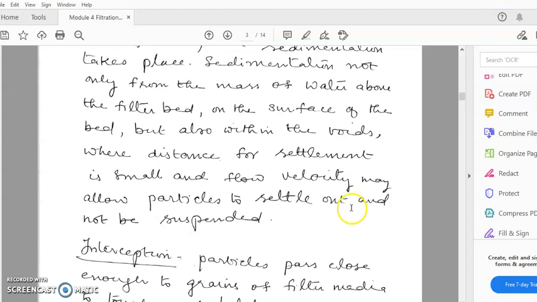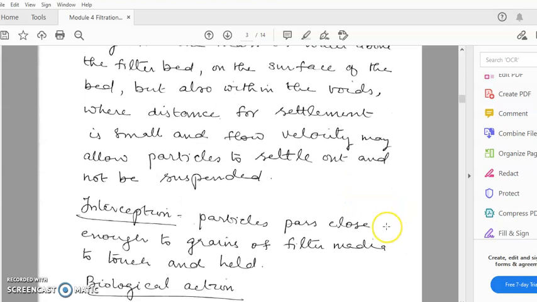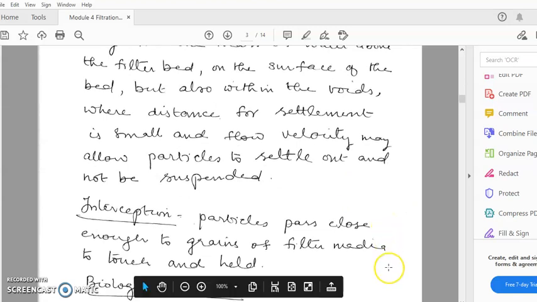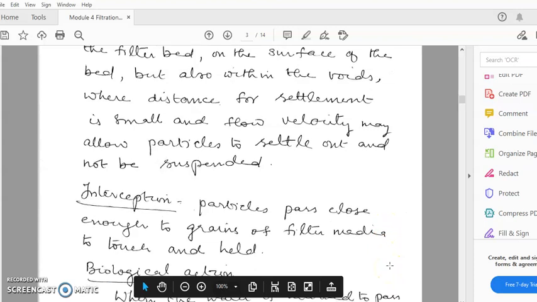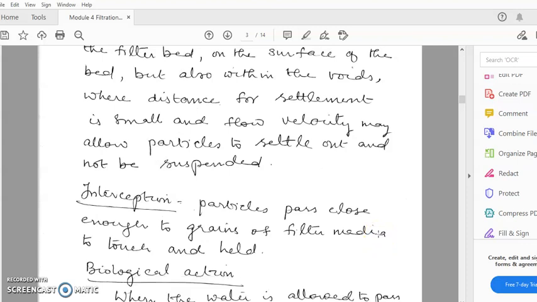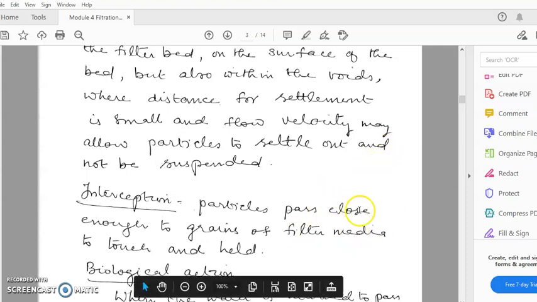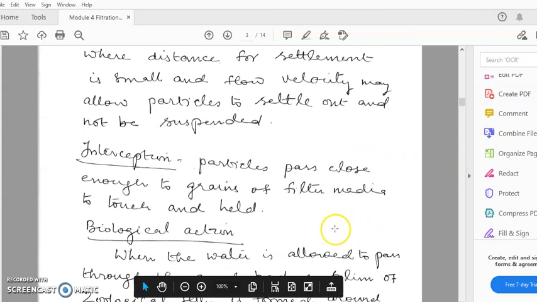Now coming to the next process, that is interception. The particles pass close enough to grains of filter media to touch and be held. That is interception. We know that it is passing very closely through the grains of the filter media, and when it comes in touch with the surface of the media, it is held there. So that is interception. Now the next one is the biological action.